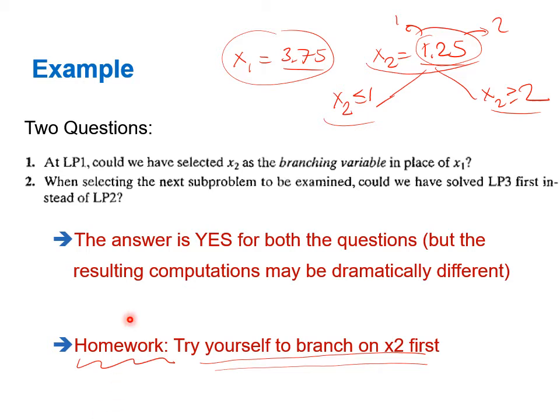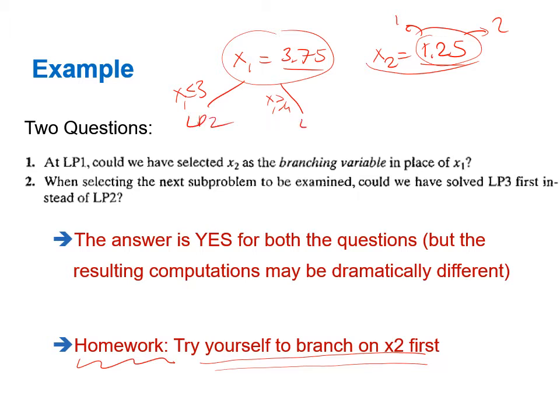The second important question is this. Okay, we decided to add constraints to x1: x1 less than or equal to 3 and x1 greater than or equal to 4. But now we have two LPs. We named them as LP2 and LP3. So what we did is we selected LP2 and solved it first. And then we moved to LP3.